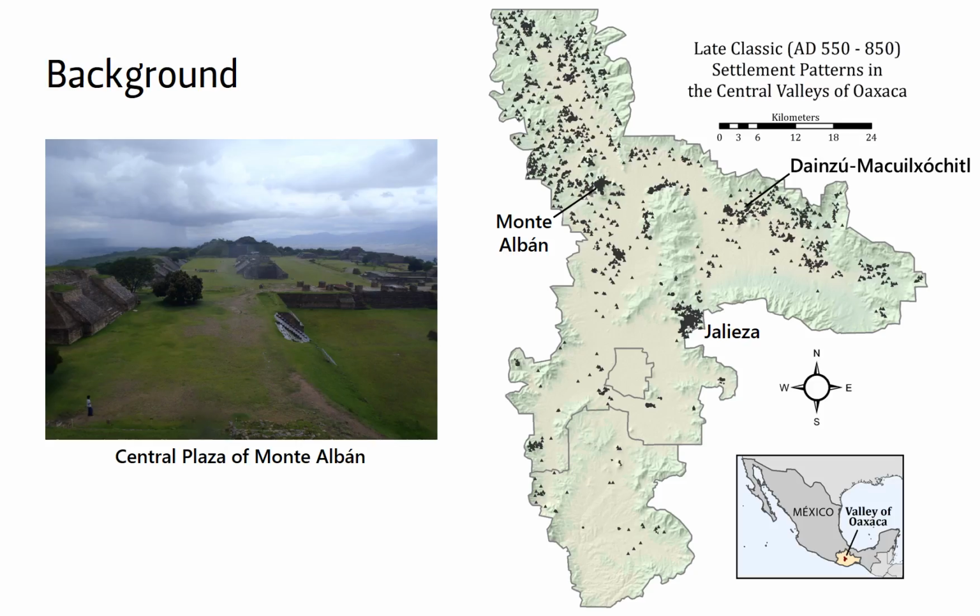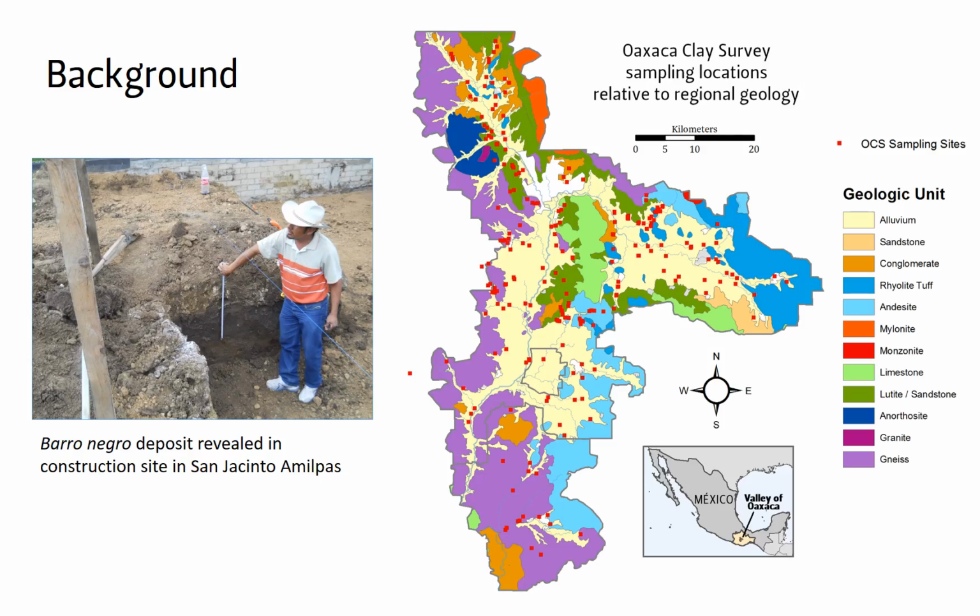Just to review, I work as an archaeologist in the Valley of Oaxaca, Mexico, which is site to one of the earliest and most enduring civilizations in the New World, the Zapotec state. My research focuses on pottery production and exchange at the height of Zapotec civilization, when we suspected the emergent secondary centers, such as Dainzumacul Xochitl and Halieza, were beginning to break away from the capital at Monte Alban. The primary question we are trying to address with this research is to what extent were these communities still trading with each other during this period?